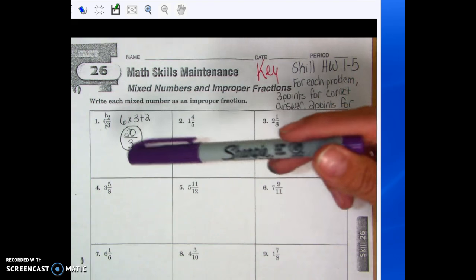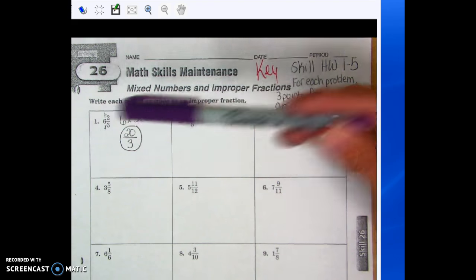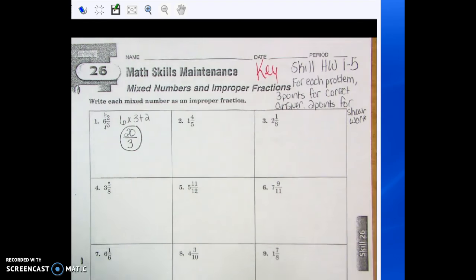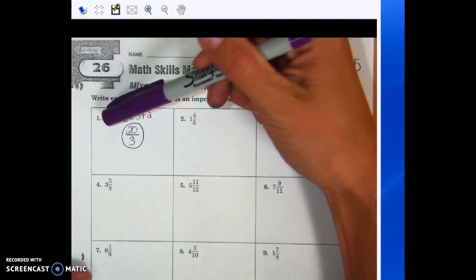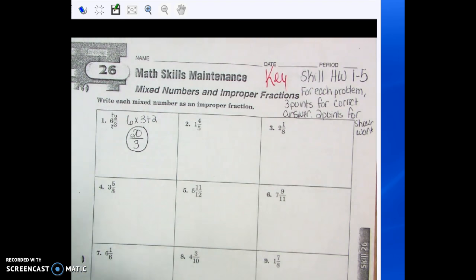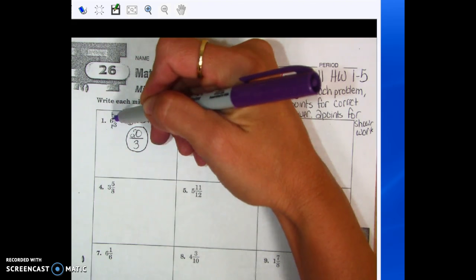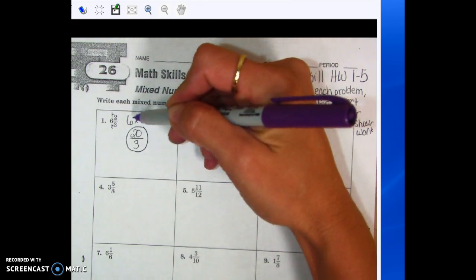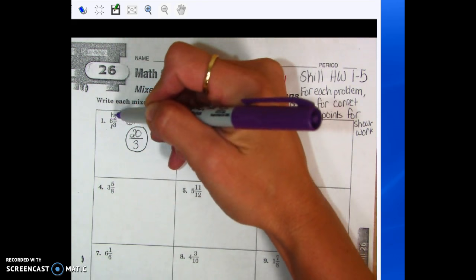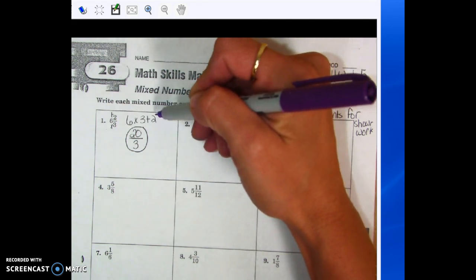So I know last year y'all learned it was called popcorn. If that means something to you, if it doesn't, that's fine, ignore it. But so we're going to multiply. We're going to start with the denominator and multiply the denominator and the whole number together. So that would be 6 times 3. And then we add the numerator, so plus 2.